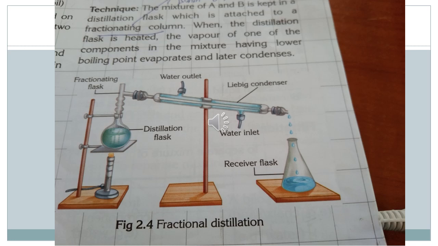After separation, the higher boiling point liquid A remains in the distillation flask. The higher boiling point liquid A, that means water, remains in the distillation flask. Where is the distillation flask? So the water remains there. Whereas the lower boiling point liquid B gets collected in the receiver flask after condensation. Okay, children, so using this method we can separate a liquid mixture. Did you understand, children? Got it? Okay, we will study the next one.